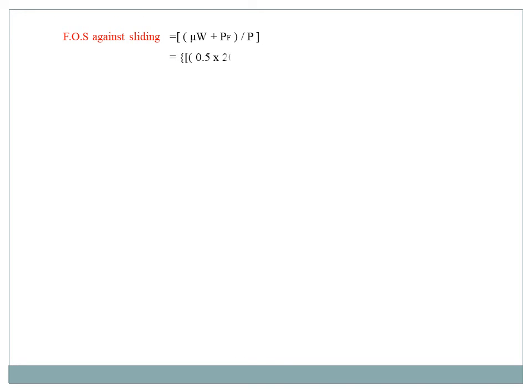So factor of safety against sliding, again we need to find. The factor of safety is equal to mu W plus PF divided by P. So apply: mu is 0.5, W is 201.95, plus PF, which we already found in the previous step. So PF is equal to 97, then P is equal to 81.12. So this value is 2.4, which is above 1.5, so hence safe.